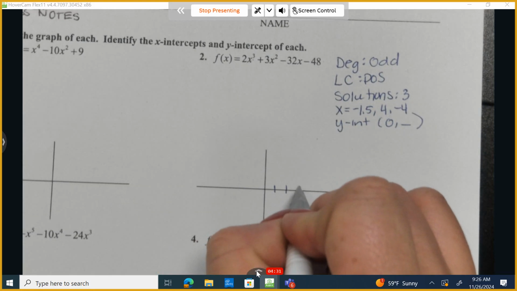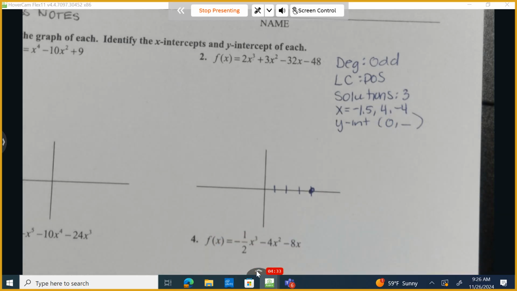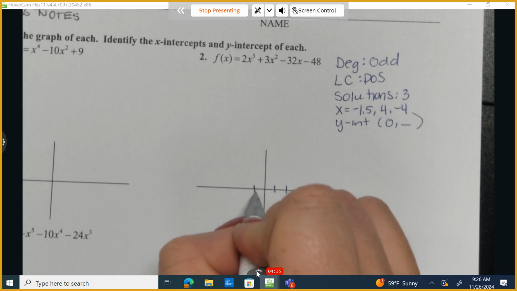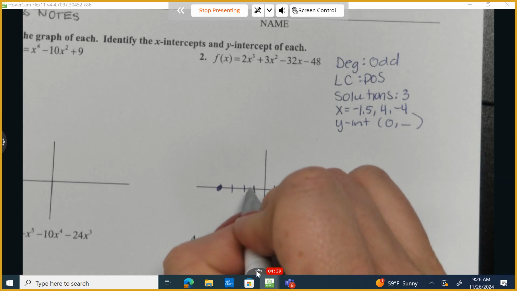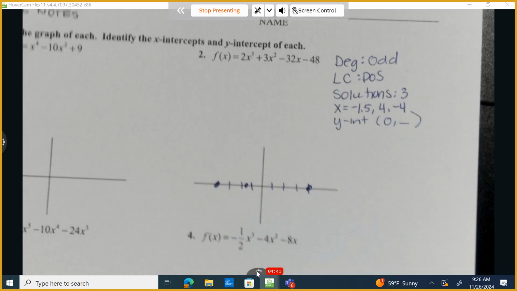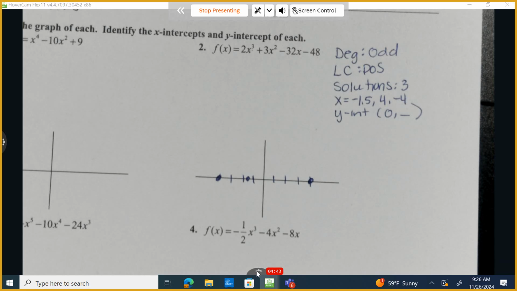1, 2, 3, 4. That's one of my solutions, or x-intercepts. 1, 2, 3, 4. That's another one. And negative 1.5 is right about there. The next one, if we're smart, we can just do mental math. I'm going to show you how to use a calculator if you don't feel confident with your mental math. But let's look at this.